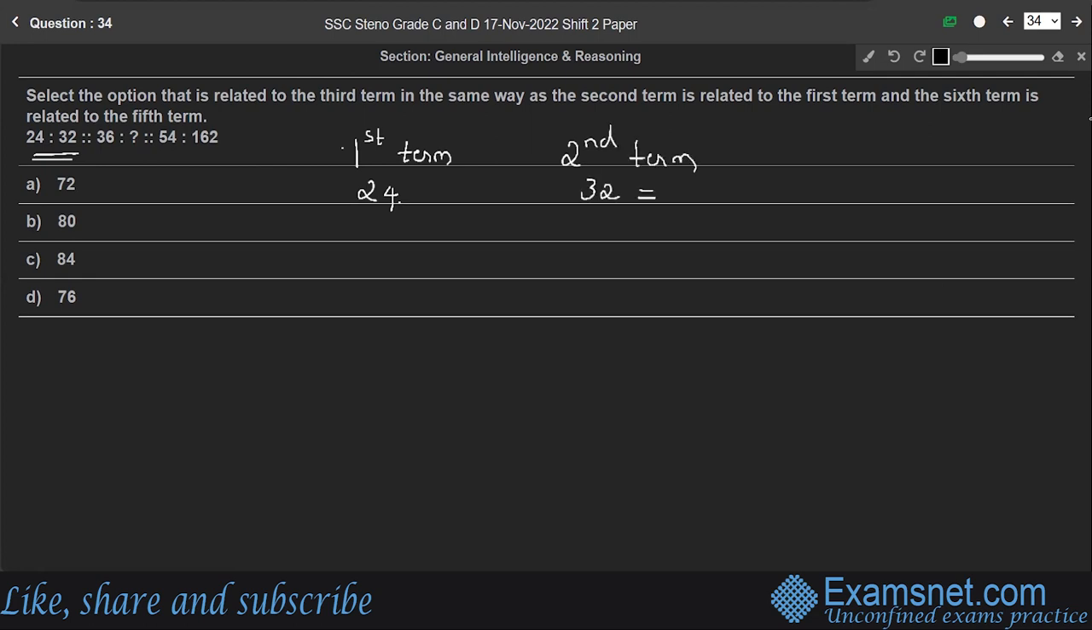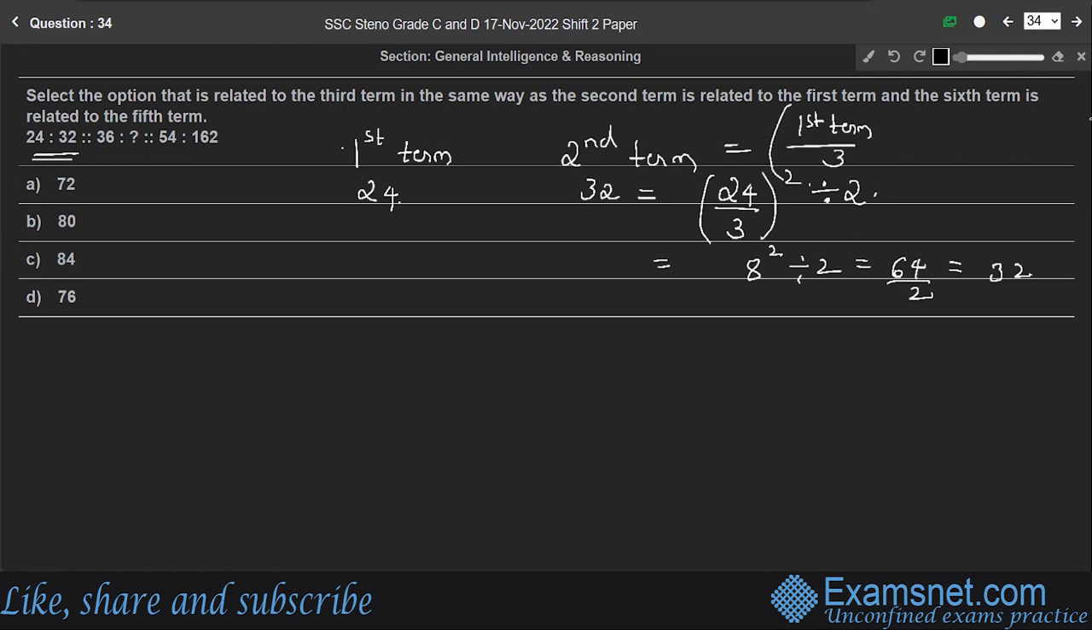This number is obtained by dividing the first term, which is 24, by 3, and squaring it. Then, after obtaining this square, divide this by 2. So what do you get? 24 by 3 is 8. Its square by 2. So 8 square is 64, by 2 is equal to 32, which is the second term. Therefore, the second term is equal to the first term divided by 3, the whole square, the whole divided by 2.